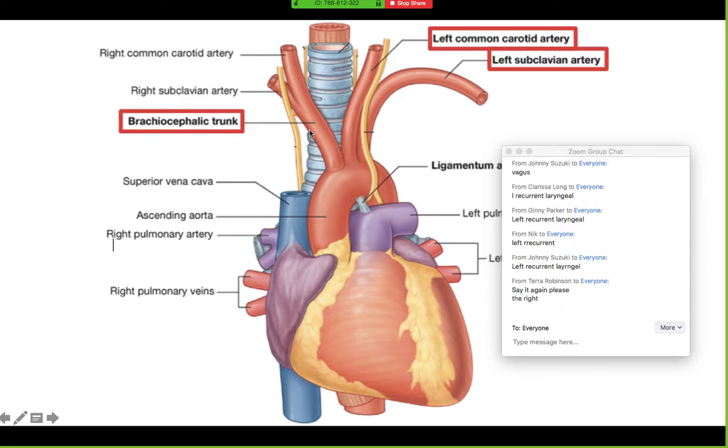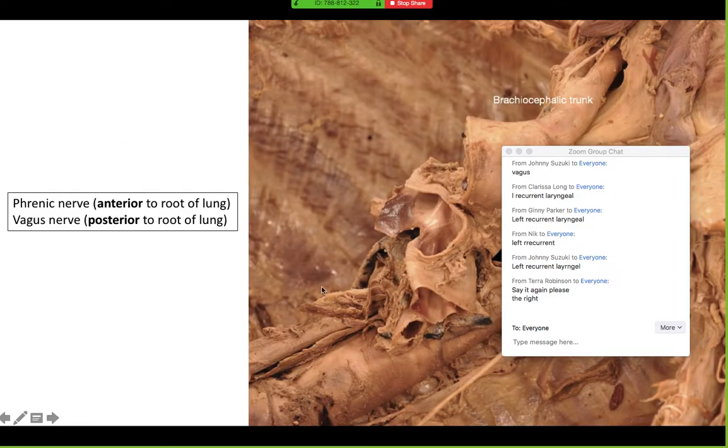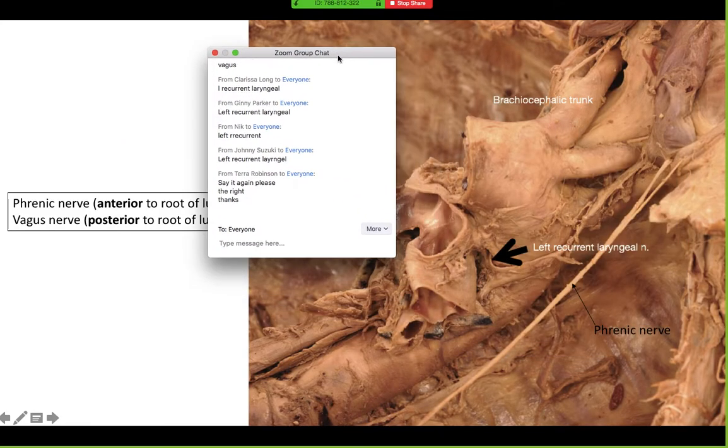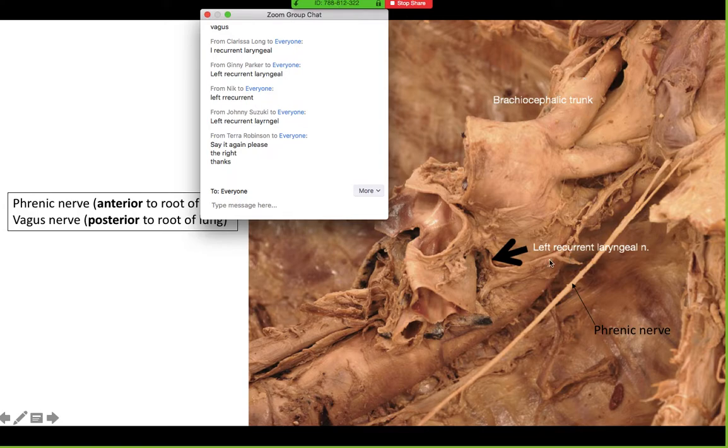The right recurrent laryngeal is wrapping posteriorly around the right subclavian artery to head back up towards the neck. But the one you really want to remember, and the one they always go after, is the left recurrent laryngeal near the ligamentum arteriosum. And here it is on the donor, if you haven't seen it yet.